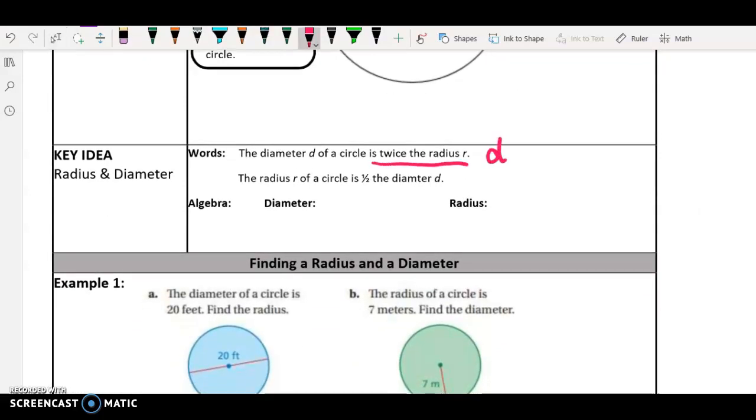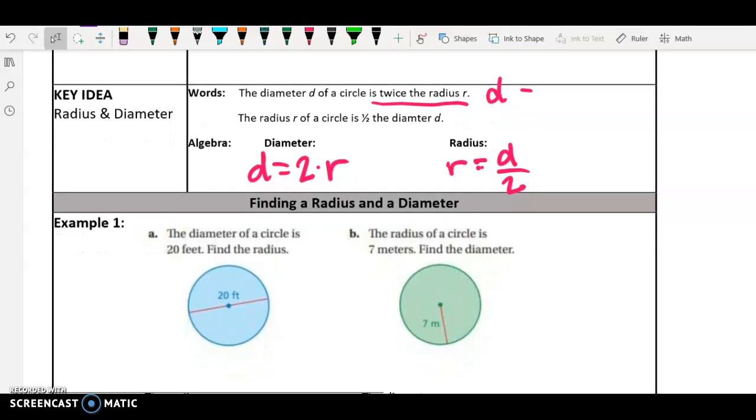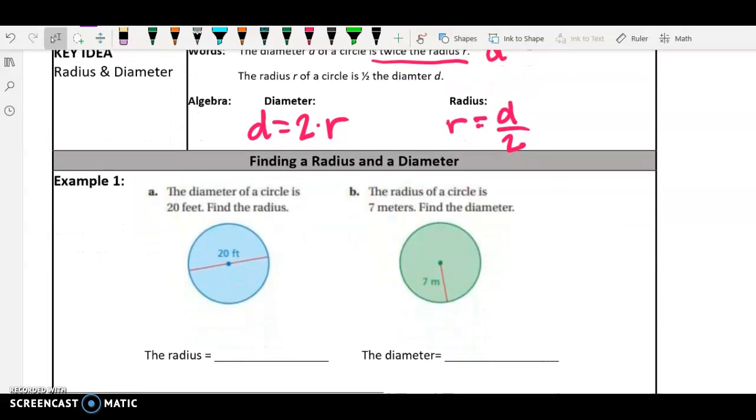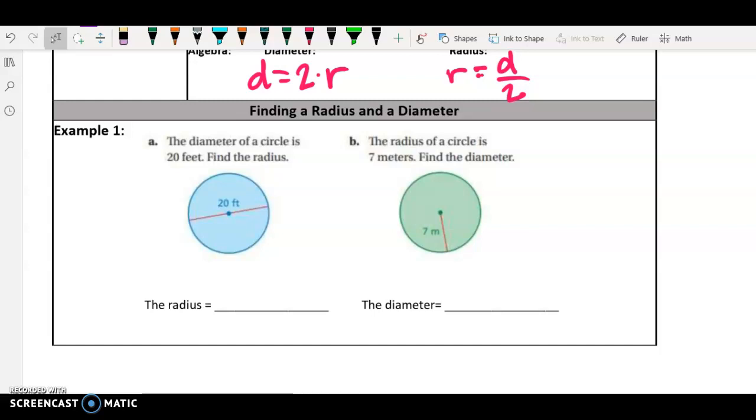So the diameter equals 2 times the radius. The radius, r, is what we use to show the radius of a circle, and it is 1/2 of the diameter. So the radius equals the diameter divided by 2. So we need to know both of those things. So now we're going to practice finding the radius and the diameter.